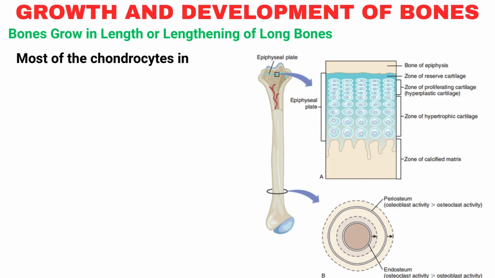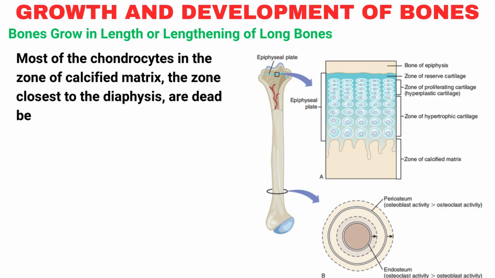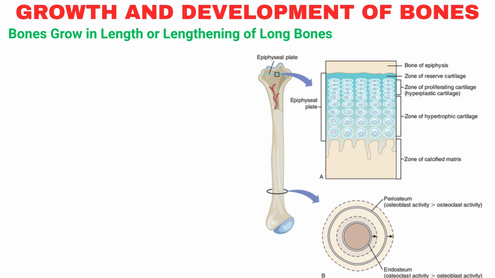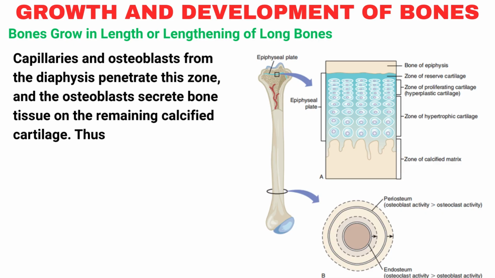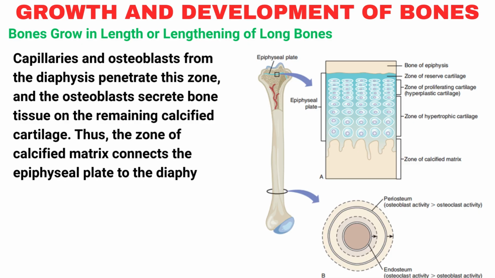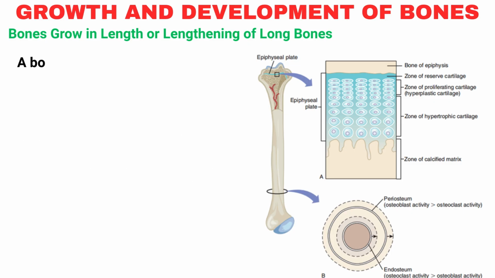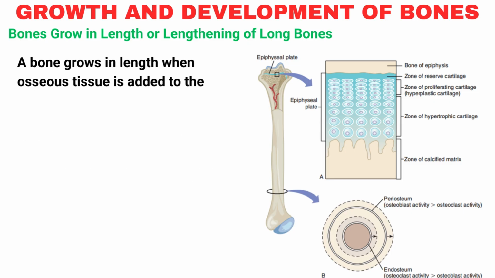Most of the chondrocytes in the zone of calcified matrix, the zone closest to the diaphysis, are dead because the matrix around them has calcified. Capillaries and osteoblasts from the diaphysis penetrate this zone, and the osteoblasts secrete bone tissue on the remaining calcified cartilage. Thus, the zone of calcified matrix connects the epiphyseal plate to the diaphysis. A bone grows in length when osseous tissue is added to the diaphysis.